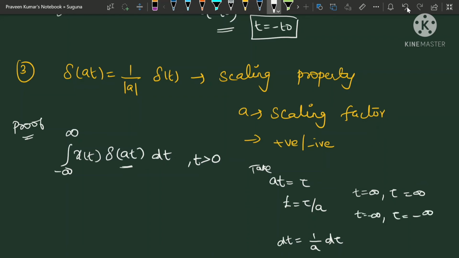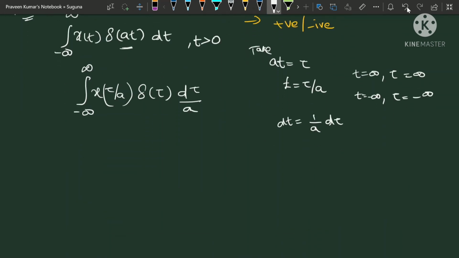The integration limits have no change, right? Minus infinity to plus infinity. What is the value of x of t? x of tau by a, delta of tau, d tau by a. Here 1 by a is a constant, so take 1 by a outside. So minus infinity to plus infinity integration of x of tau by a, delta of tau d tau.